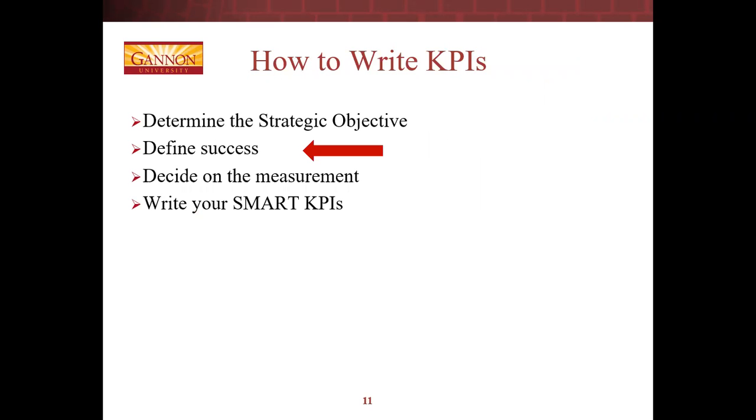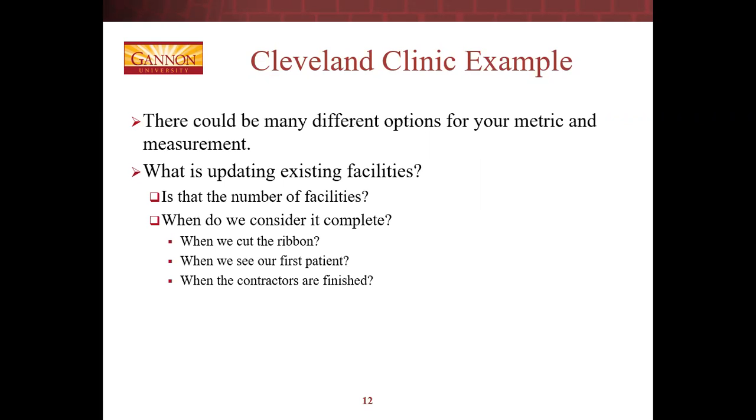How do we define success? There could be many options for your metric, as I mentioned, but you need to think about what matters most and which measurement is the best in terms of getting to that particular objective or progression against that objective. So is updating existing facilities, what does that mean? Is that the number of facilities? And when do we consider it complete? When we cut the ribbon, when we see our first patient, when contractors are finished? So even with something simple like updating existing facilities and the number of facilities, you have to be specific about that because there could be a lot of different opinions based on when something is finished.